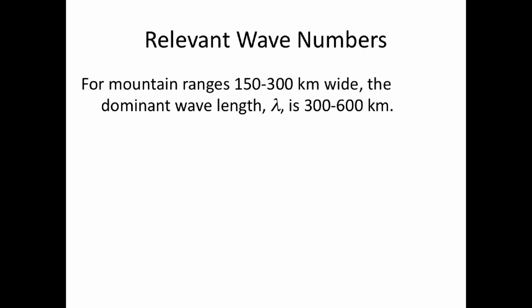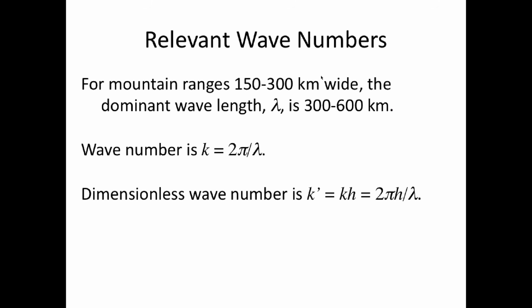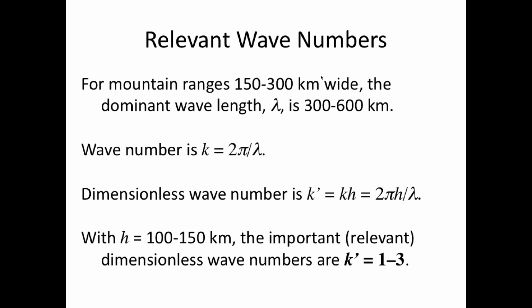So what are the relevant wave numbers? All this is done in dimensionless space, but we can put some numbers in. For mountain ranges, typically 150 to 300 kilometers wide, the dominant wavelength would be twice that, right? We're considering the crest as being half a wavelength. So the wavelength would be 300 to 600 kilometers. The wave number, remember, is 2 pi divided by the wavelength. We scale this wave number by lithospheric thickness, so h typically would be 100 to 150 kilometers. The relevant dimensionless wave numbers are in this range of k prime 1 to 3. That will be clear in the next few slides.